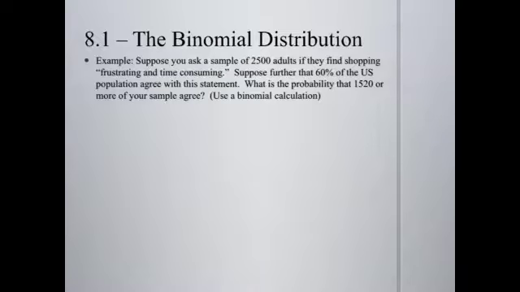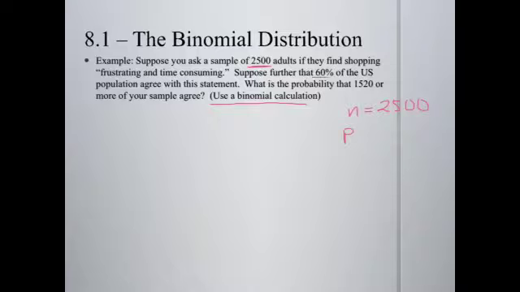Suppose you ask a sample of 2,500 adults if they find shopping frustrating and time-consuming. Suppose further that 60% of the U.S. population agree with this statement. What is the probability that 1,520 or more of your sample agree? We're going to use a binomial calculation for this problem. Now notice, n is 2,500. That seems like a pretty big number. So on the next slide, we are going to use a normal approximation. But for now, our calculator can calculate the binomial distribution, so we are going to do it using the binomial distribution.